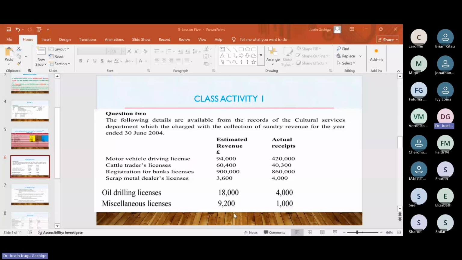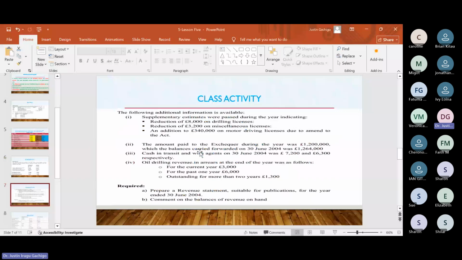So then we have the case of the amount paid. The amount paid to the exchequer during the year was 1.2. Again, these are the exchequer, the government department. Sometimes they pay to the government, or they remit some money to the government. So this is the money that was remitted to the government, 1.2. The balance carried forward to June was 1.2, so the balance brought down was 1.2. Cash in transit and with agent was that and that respectively.